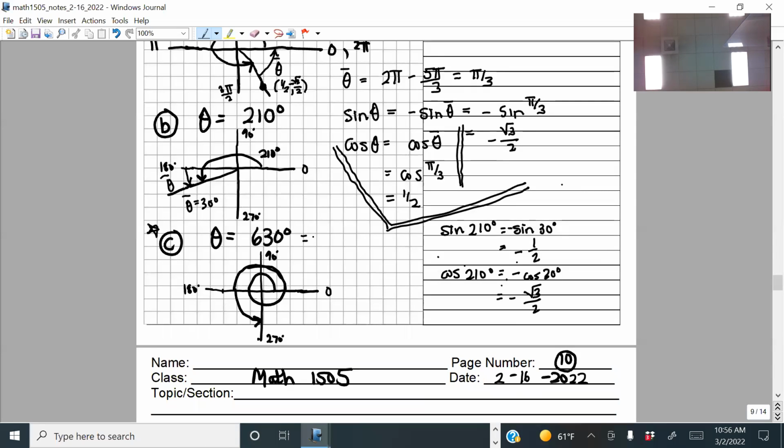Did I do my calculations right there? So if you take 360 plus 270, that's 630, right? So you go 270 past one revolution, and that brings you over here, to the negative side of the y-axis, right? So that's what 630 degrees looks like. So what does the reference angle look like?